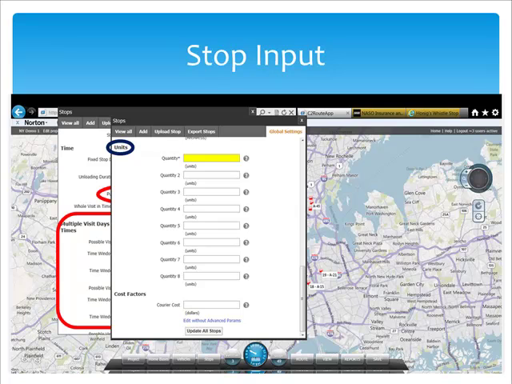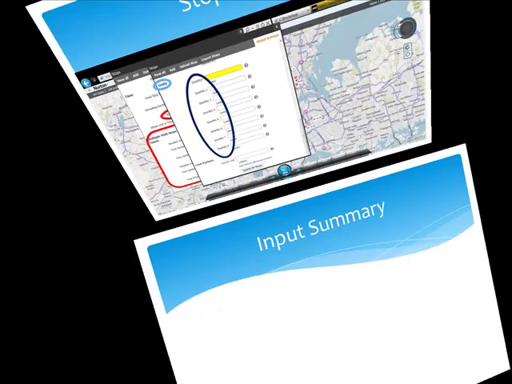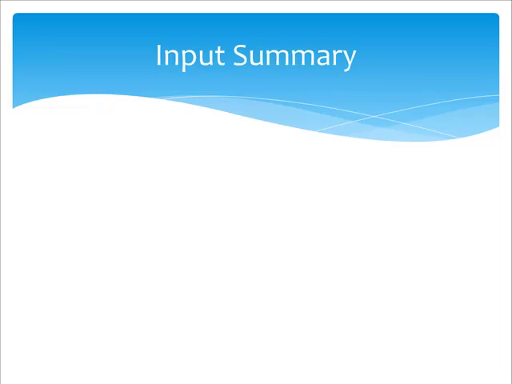You can also set the quantity of units to be handled for any particular stop. This, coupled with the capacity tabs on the vehicle side, will allow you the ability to ensure that the vehicle can handle the amount of freight that needs to be picked up or delivered if that's the case.